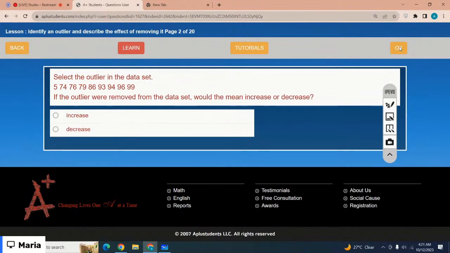5 is the outlier, right? The rest of the numbers are two-digit numbers. Only 5 is the outlier, and the outlier is a smaller number, right? So when you remove the outlier, the mean of the data would be increased because you have removed a small number. So when removing the outlier, the mean is increased.